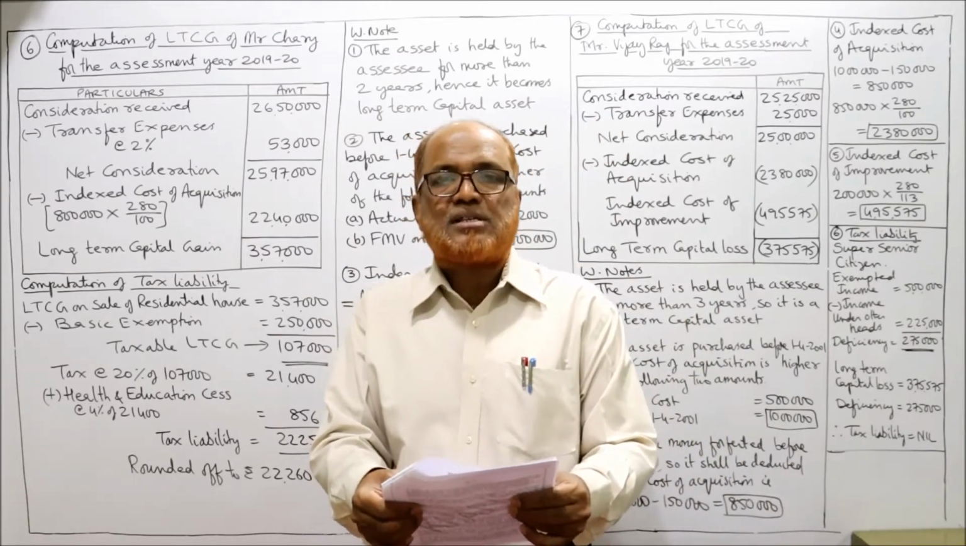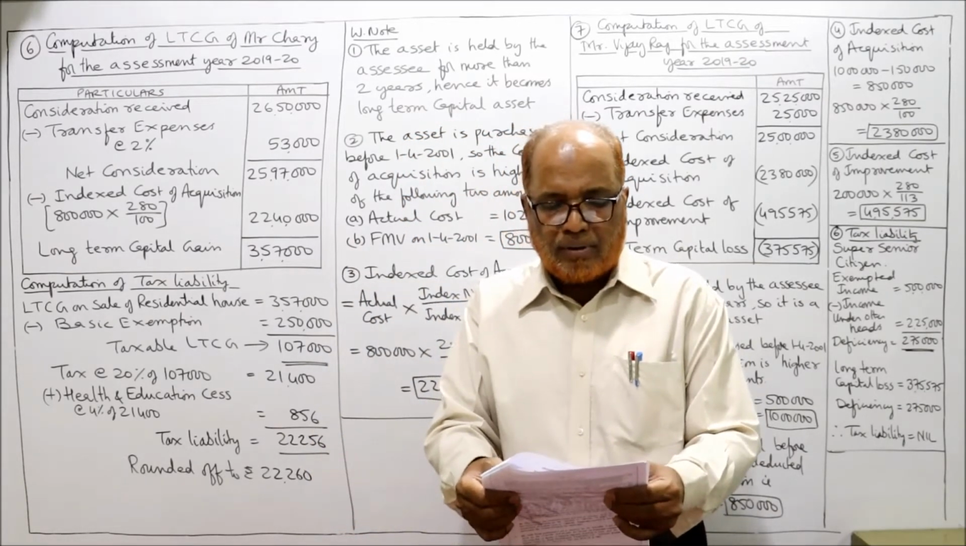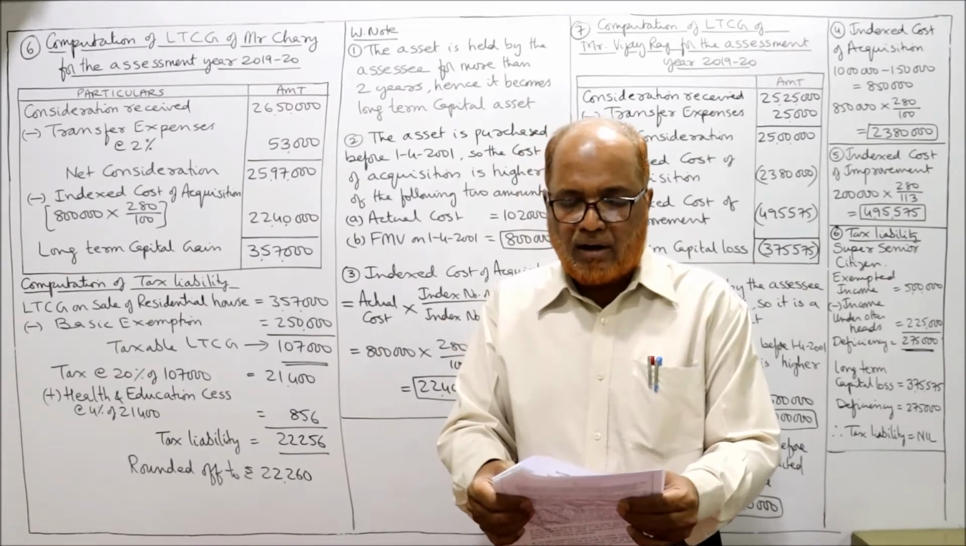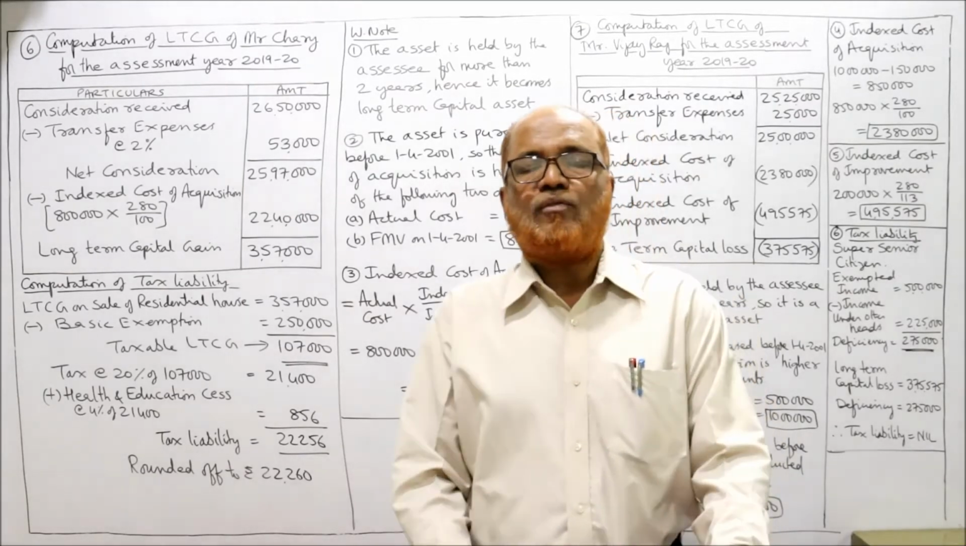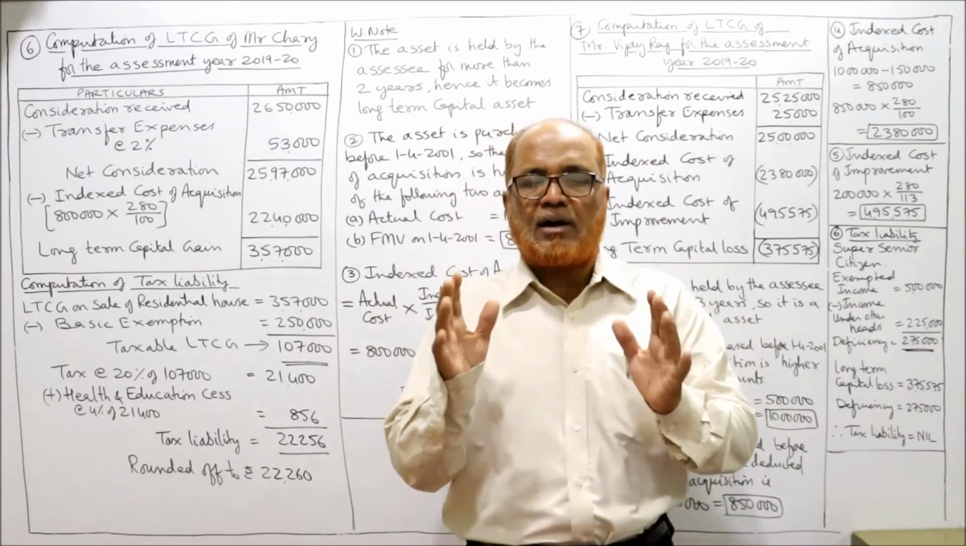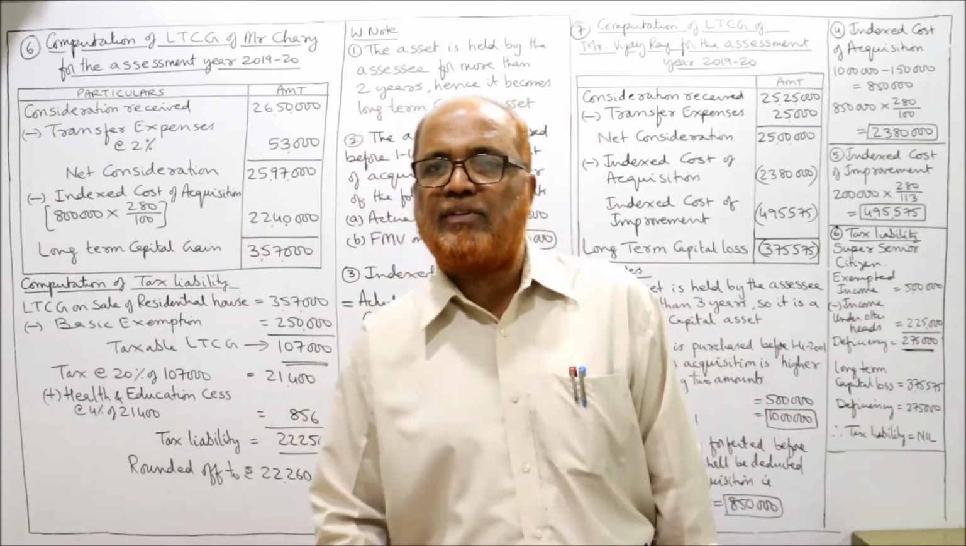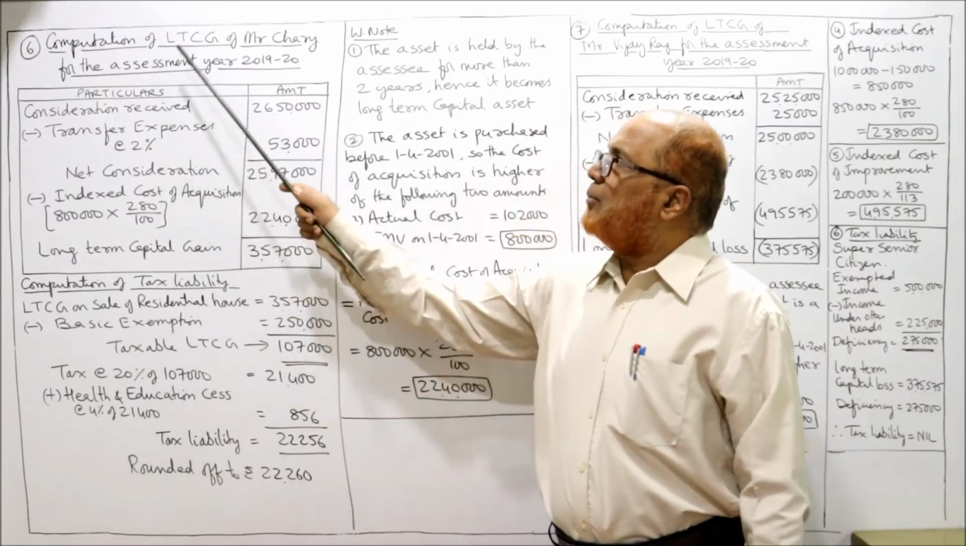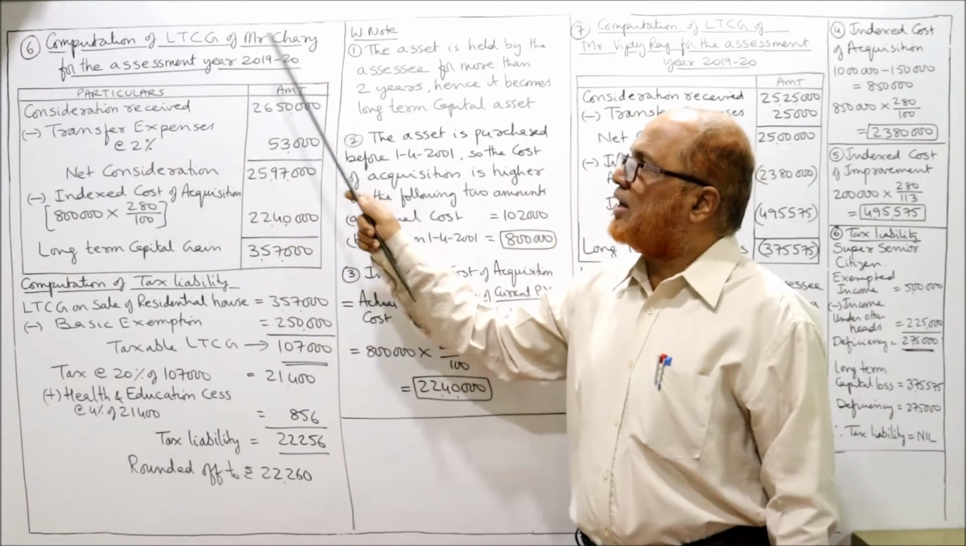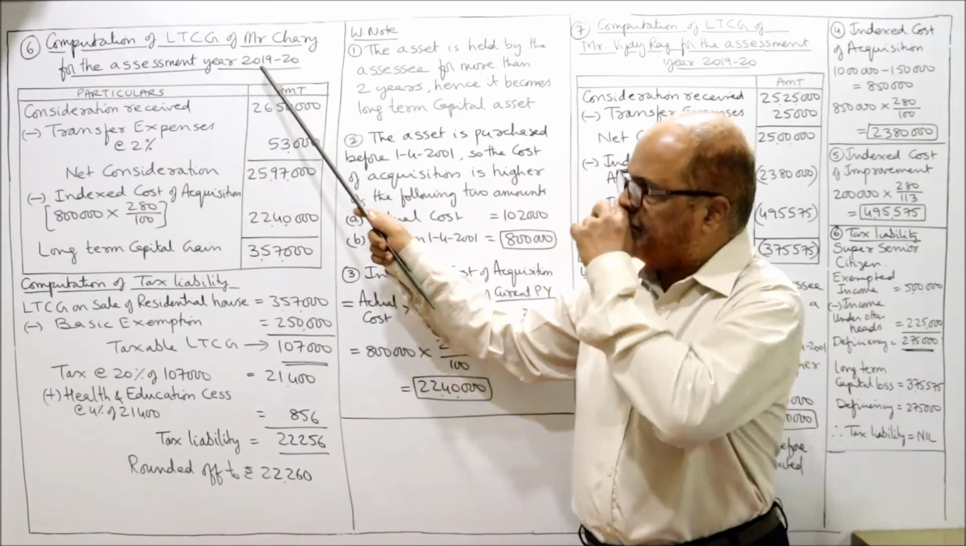If selling expenses are 2%, compute income from capital gain and tax liability if income from other heads is nil. So we are required to compute the income from capital gain and tax liability. There is no other income of the assessee. Now see here. Computation of LTCG of Mr. Chari for the assessment year 2019-20.